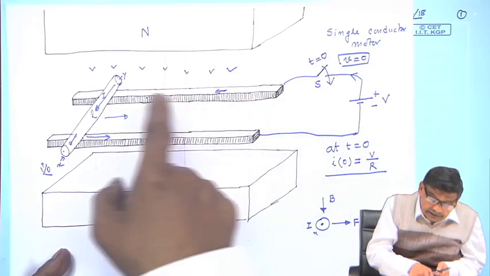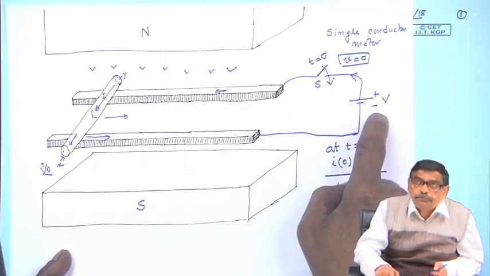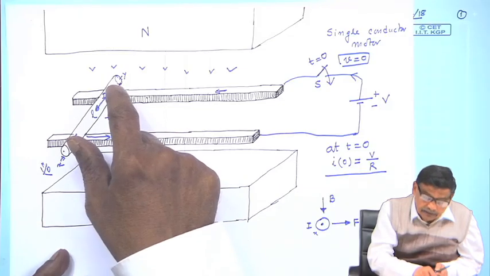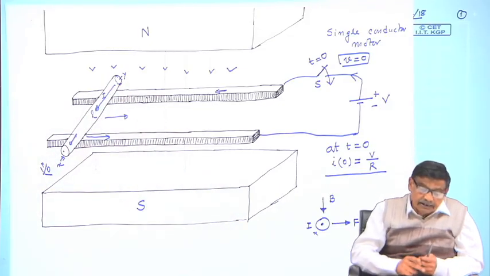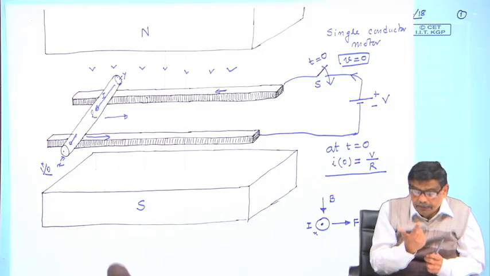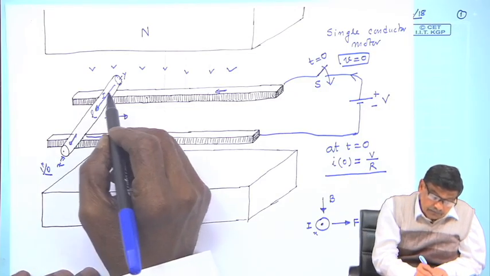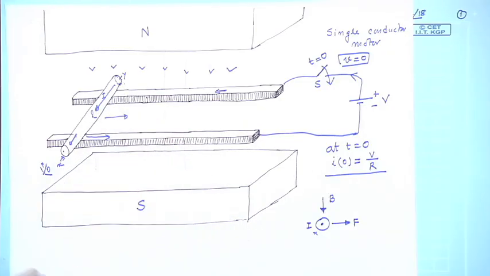Therefore, in this closed circuit now, not only the supply battery voltage V is present, but there appears another voltage here on this side, and the polarity of the voltage can be easily made out by applying the right hand rule. You can easily see the polarity of the voltage will be this side plus, this side minus, and the value of the voltage is B L v.